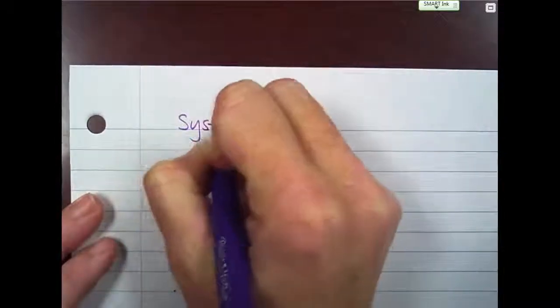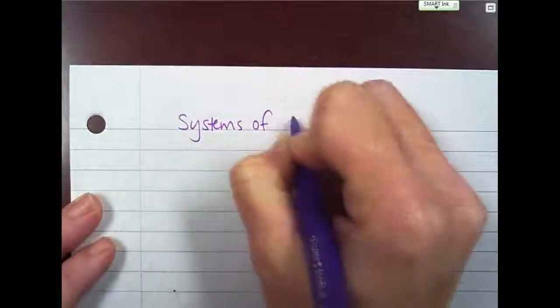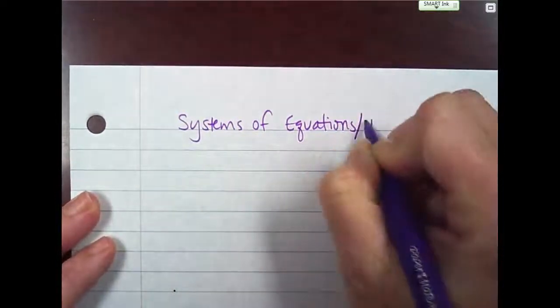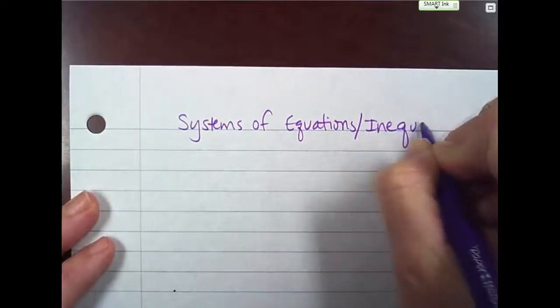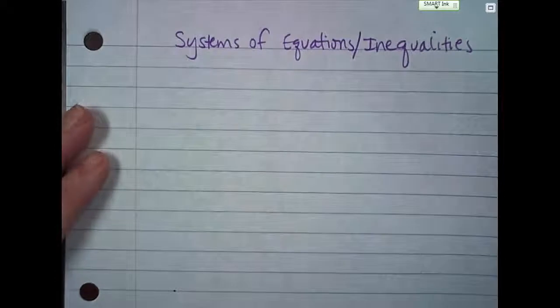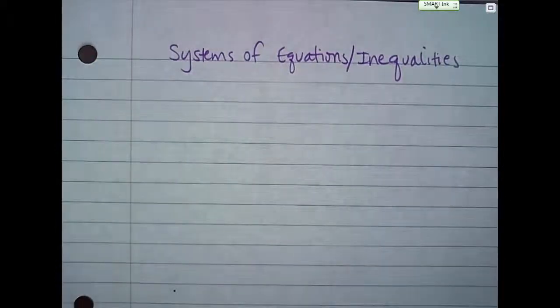Right, so the title of today's notes is Systems of Equations. And we're also going to talk about inequalities. We're going to talk about them together in the same lesson. Systems just means more than one line, right? The solution to a line is all the points on the line. Now we're going to graph two lines.